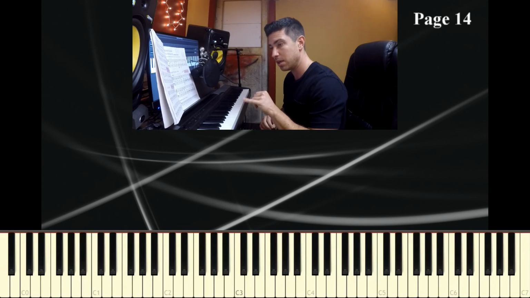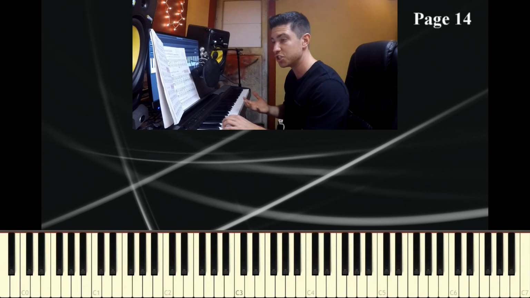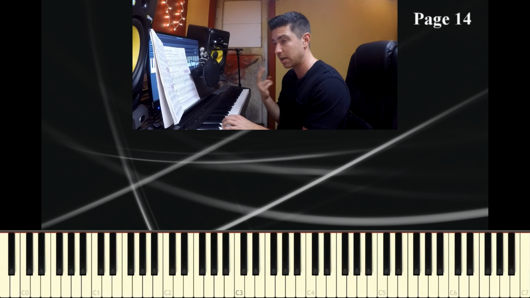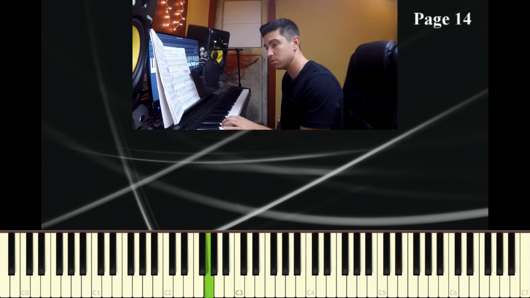I'm going to get my pinky on C. All right, and this time we're starting on G, so I'm going to start with my thumb. That's a half note, so it gets 2 counts, so I'm going to count to 2. 1, 2, 1, 1, 1, 2, 1, 1, 1, 2, 1, 2, 1, 1, 1, 2, 3, 4.